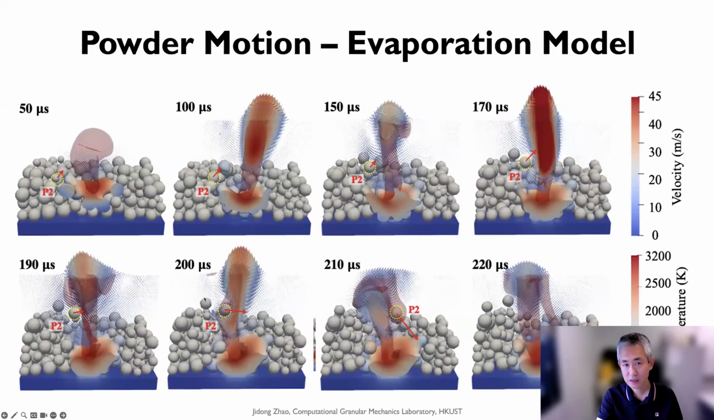And this is a further capture of the process. The escaping of this high-speed vapor will mobilize the surrounding particles, and this again shows the evaporation model for the effect on the powder motions here. This is a feature that has not really been in the published work, and no work has really modeled this evaporation causing the powder motion here.